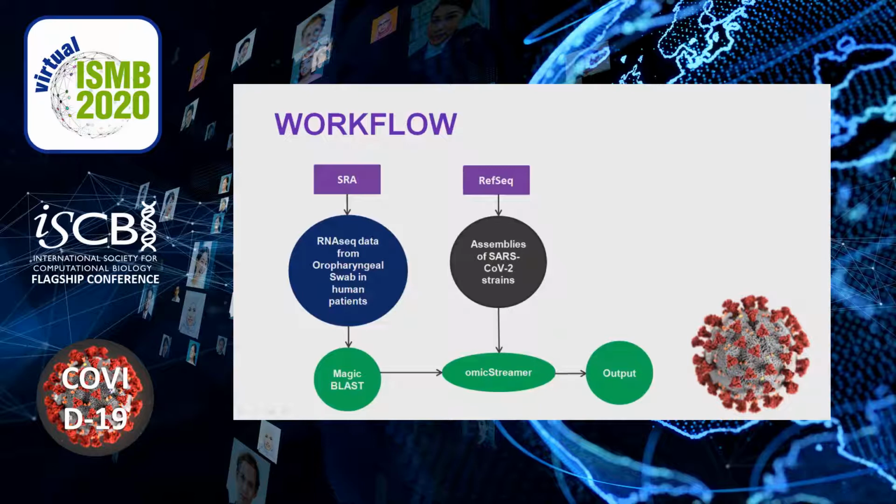Assemblies of SARS-CoV-2 strains were also obtained from RefSeq, and there were 447 of those SARS-CoV-2 strains used in this study. Magic-BLAST was then used to map all of the RNA-seq reads to the reference genome database of SARS-CoV-2. And that process created sequence alignment maps that were then converted to BAM files and then eventually to bedGraphs.